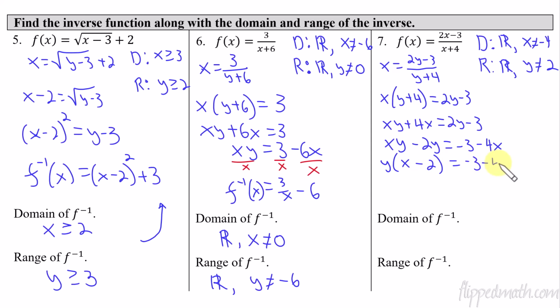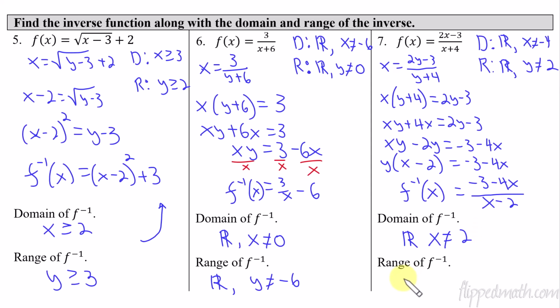Once I factor out that y, now this becomes a lot nicer. My inverse function is going to be negative 3 minus 4x all over x minus 2. And then I can see here the domain cannot be a 2, so it's all real numbers, except that x cannot equal 2, and that fits perfectly with here. The range couldn't be y equals 2, so that fits.